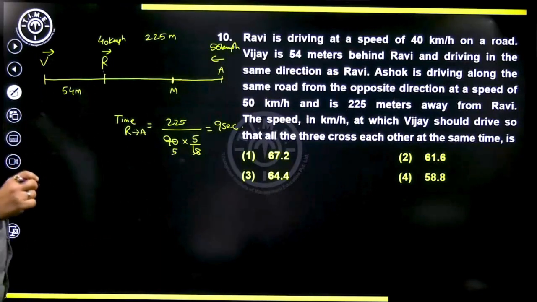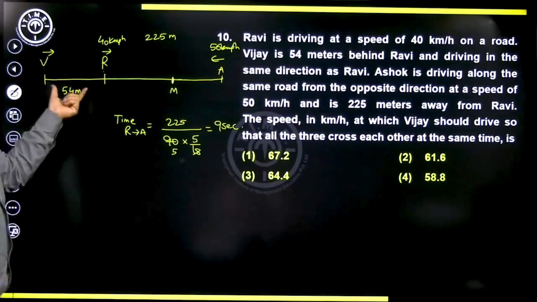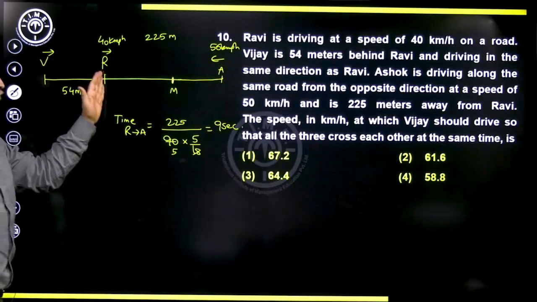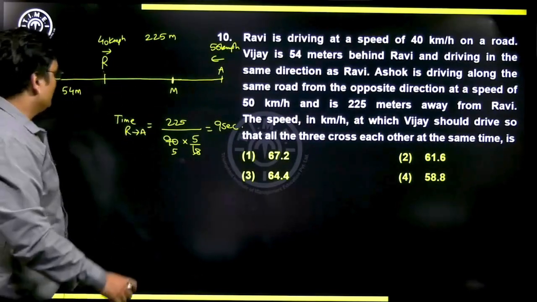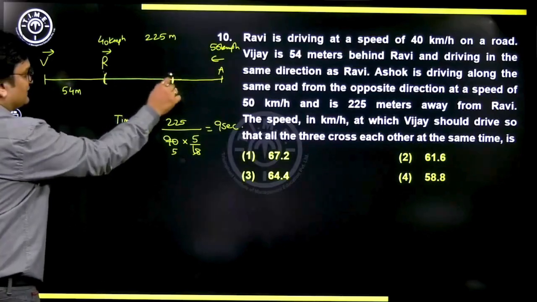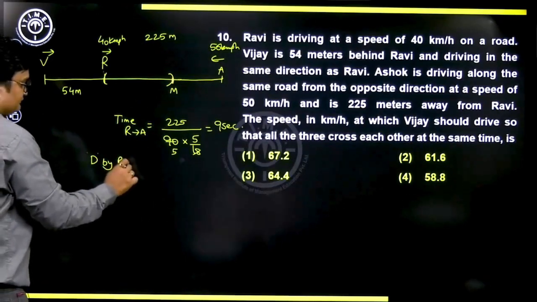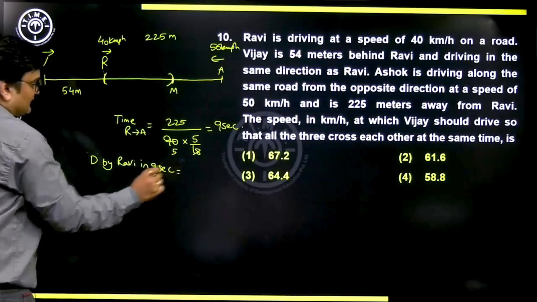Now in 9 seconds, how much distance should Vijay travel? V is Vijay, right? Vijay is already 54 meters behind. He has to cover that distance first, and over and above that, he needs to travel this much distance which is travelled by Ravi. So what is this distance? Let's try to figure out. So the distance travelled by Ravi in 9 seconds, how much will it be?